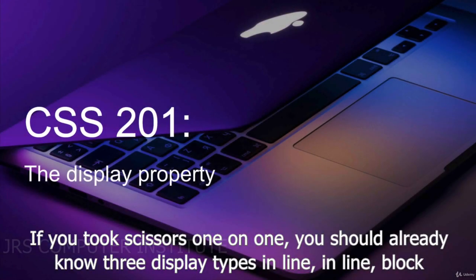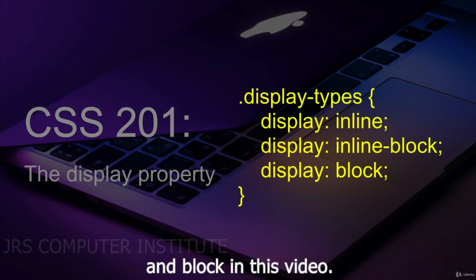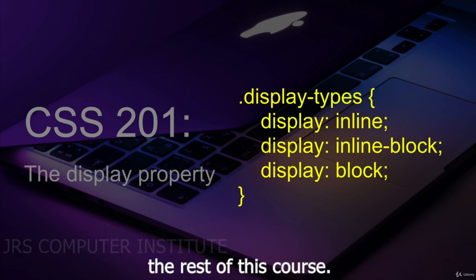If you took CSS 101, you should already know 3 display types: inline, inline block, and block. In this video, let's go ahead and demo the difference between all 3 of them because this is vital to know for the rest of this course.